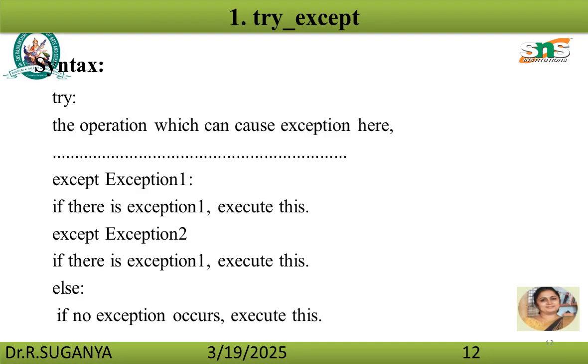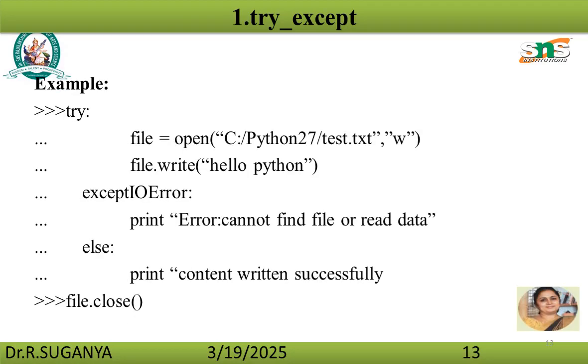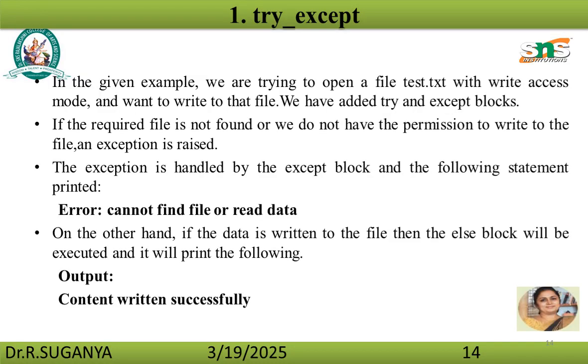Try except syntax. The operation which can cause exceptions goes here. If there is exception 1, we have to execute this. If exception 2, we have to execute the other statements. Else, if no exception occurs, we have to execute another statement. Here we have an example: try to open a file, then write to it, hello Python, and except IOError, cannot find file or read data, else print content written successfully and close the file.